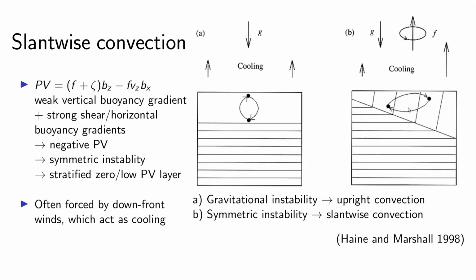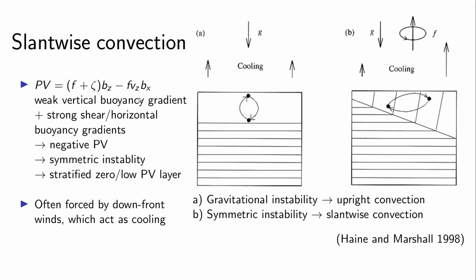Symmetric instability, and slantwise convection, is a response to symmetric instability instead of gravitational instability. So symmetric instability can happen when you have cooling, for example, but you also have a strong horizontal density gradient. So you don't have this idealized homogeneous ocean, but you have this gradient of density. That's shown with these tilted lines here.